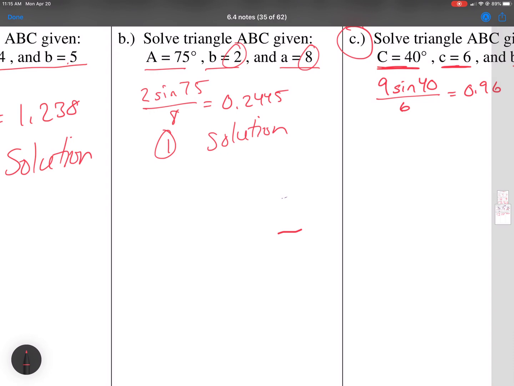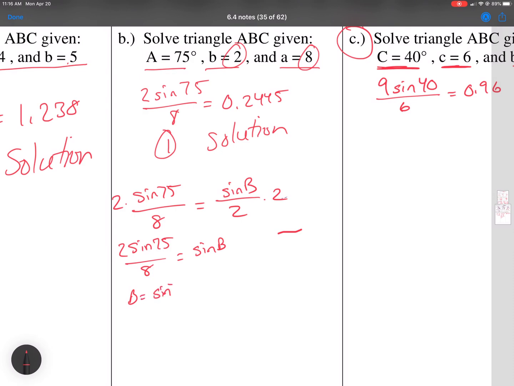So for the first one, we're going to solve it using our law of sine. So we have sine of 75 over 8 equals sine of b over 2. Multiply both sides by 2. 2 sine 75 over 8 equals sine of b. So that means we'll use the inverse trig. So b equals sine inverse 2 sine 75 over 8. And that gives us b equals 13.974.